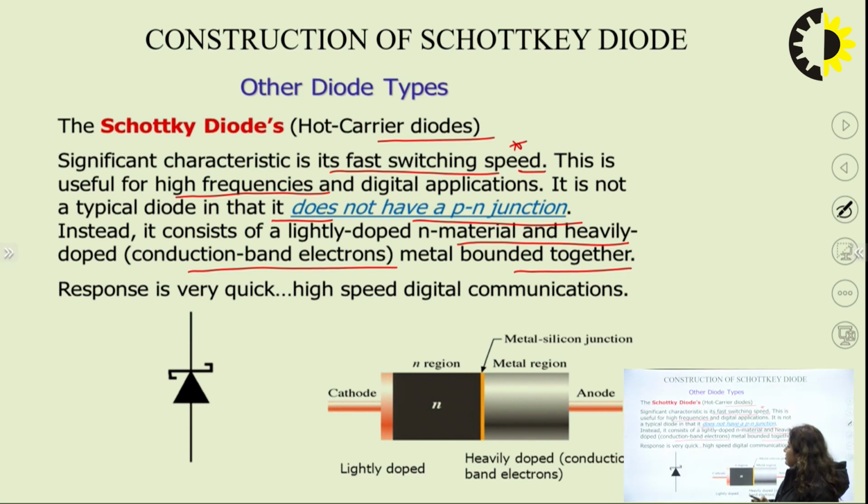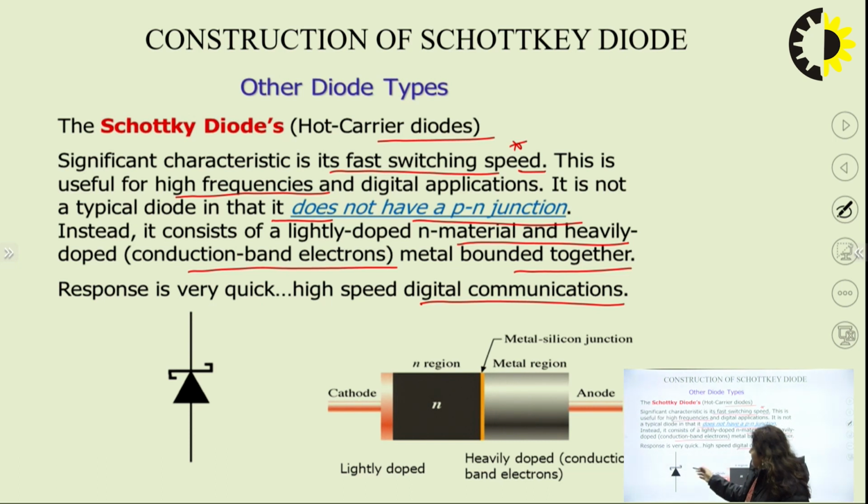So response here is very quick, high speed digital communication. So as we know now, the era is changed from analog to digital communication nowadays, and we require more and more digital input from the transmitter side. So we have to convert analog signal into digital signal, and later on we will transmit that digital signal from the transmitter into the receiver through the channel. So that's why Schottky diode plays a very important role whenever we require a high speed digital application. So wherever we require a high speed digital application or digital communication, we can use our Schottky diode.